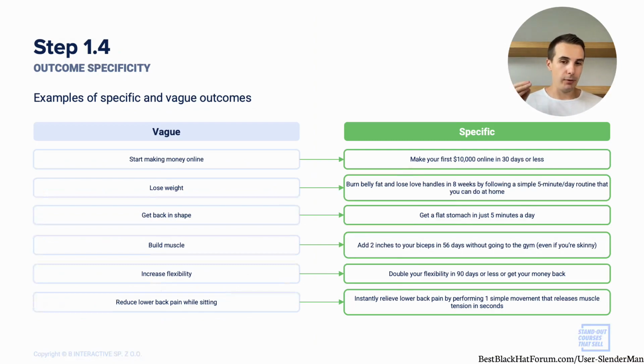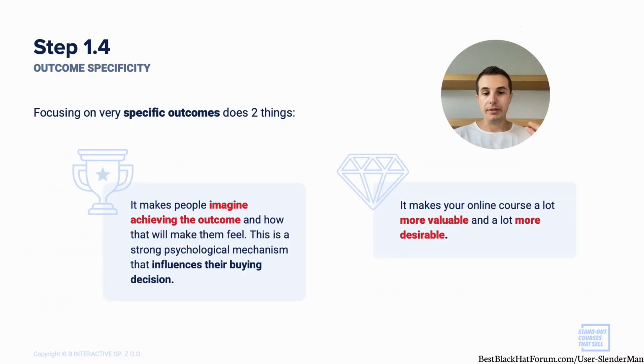What it also does is when the person thinks about this, they can see themselves doing it. They can see themselves getting the relief. They can see themselves getting the gratification from actually achieving the outcome. So I want you to define a very specific outcome that you want to deliver with your course, because that's going to make it a lot more attractive, a lot more desirable. Focusing on very specific outcomes does 2 things. I've already told you the first one: it makes your online course a lot more valuable and a lot more desirable.